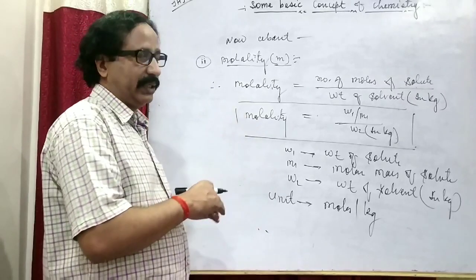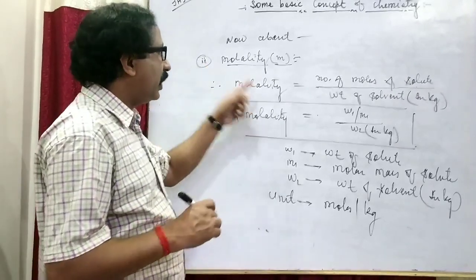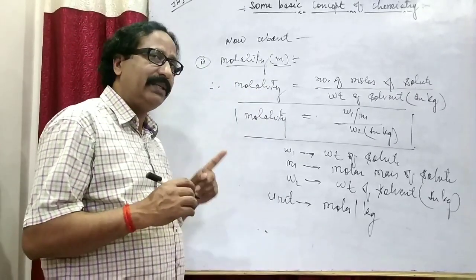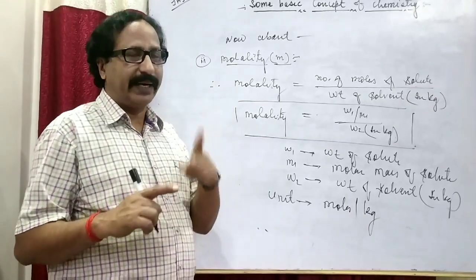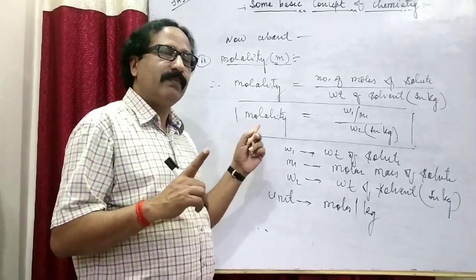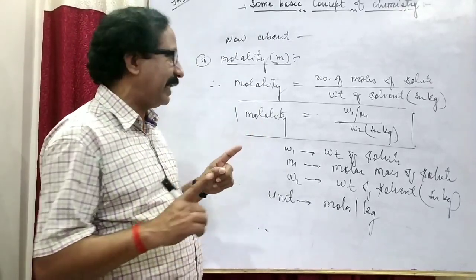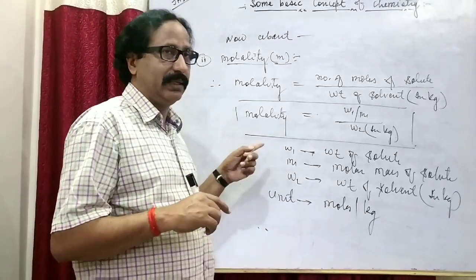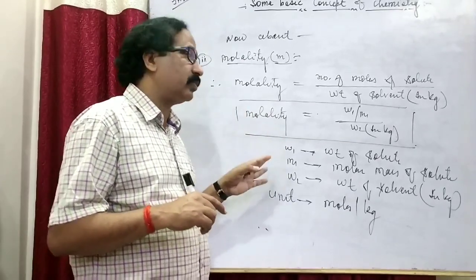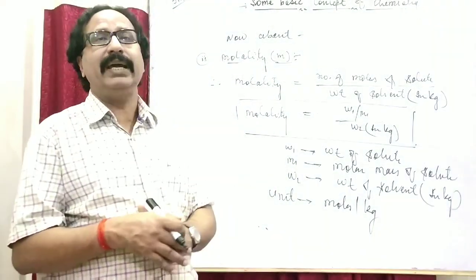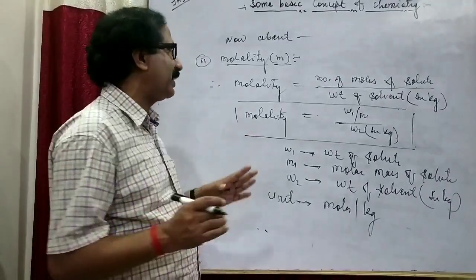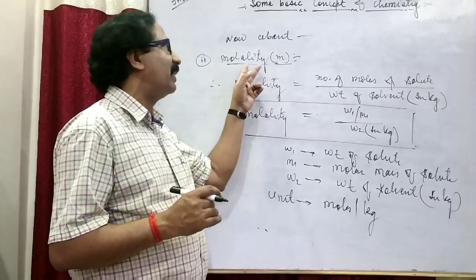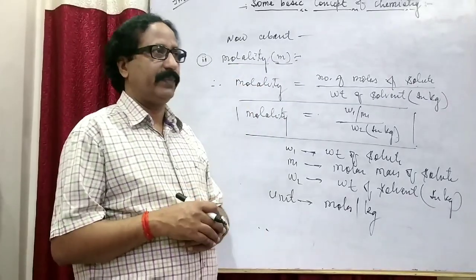And for any solution, molar solution means molality is 1. Decimolar solution, molality is 1/10. Centimolar solution, molality is 1/100, right? And semimolar, SEMI, semimolar solution means molality is 1/2, right? Then now you are going to be perfect about molarity as well as molality.